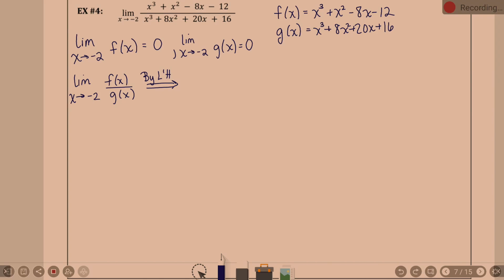And now what are we going to do? We're going to take the derivative. We're going to have to write out the derivative so we can see what's going on. Derivative of f: 3x squared plus 2x minus 8. Derivative of g of x: 3x squared plus 16x plus 12.